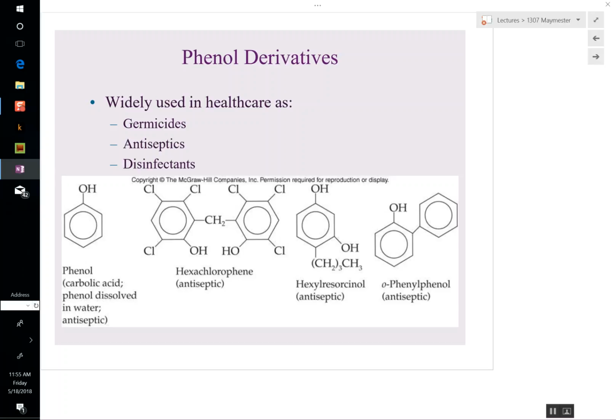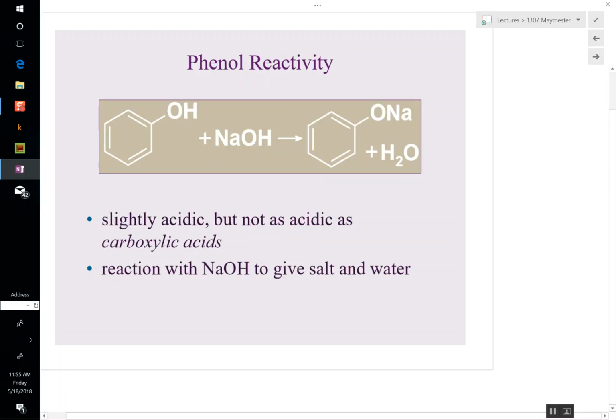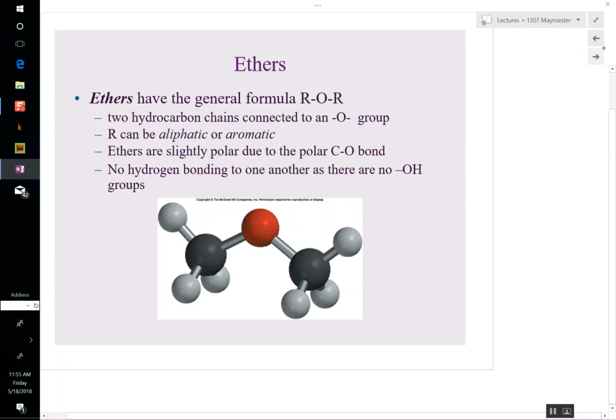This is a substituent on that molecule. Orthophenylphenol, another antiseptic. The only one you should memorize is the phenol. I'm not going to worry about reactions of phenols.